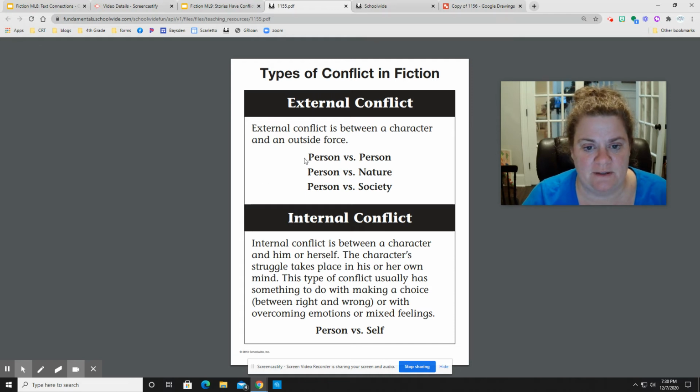Person versus person, person versus nature, I would say no. Person versus society, don't think so. Person versus self, yes, this is person versus self. You might be tempted to say person versus person because you've got the soldier and you've got Jacques, and they're both involved in the conflict. But really, the choice is up to Jacques.